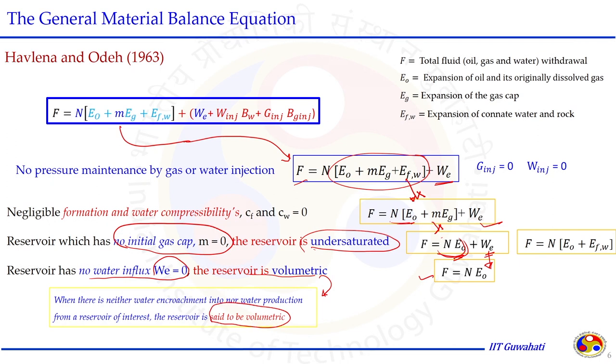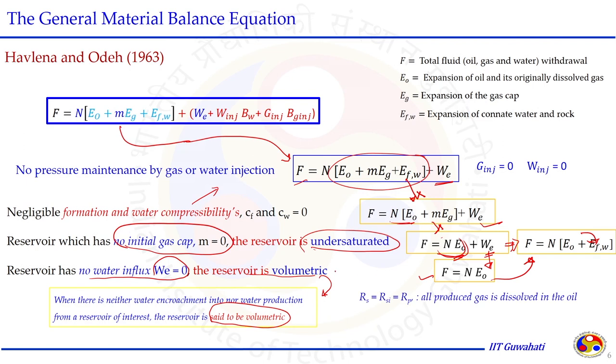Now, we ignored the formation and water compressibility coefficient, the contribution due to water and rock formation expansion. If it cannot be ignored, it should be included in the expression, and then the expression will change to this situation. Similarly, this expression could also be included here when no water encroachment is there. So depending on the situation, we can adjust this linear equation to a form that can be utilized to understand the reservoir drive mechanism as well as to estimate the unknown parameters that are not known to us in this straight line equation.